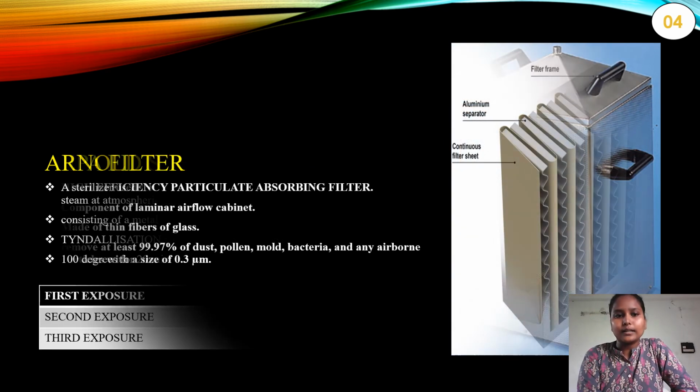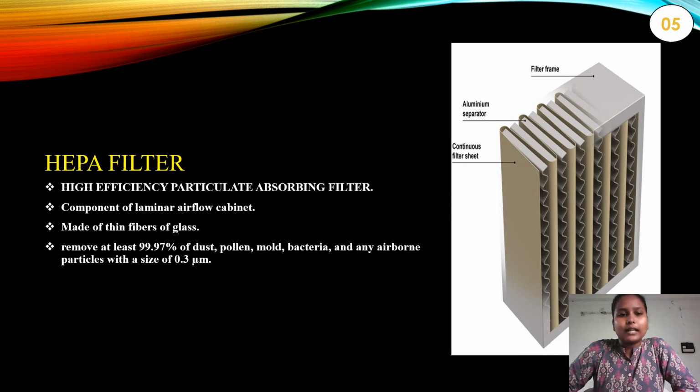And the next one is the HEPA filter. HEPA means high efficiency particulate absorbing filter. That means it has a greater efficiency to absorb airborne particles or particulates. It is an important component of the laminar flow cabinet, which is used in the aseptic area. We all know the aseptic area consists of only three components: one is the laminar flow cabinet, one is the fan, and the other one is the HEPA filter, which is attached to the laminar flow cabinet itself.